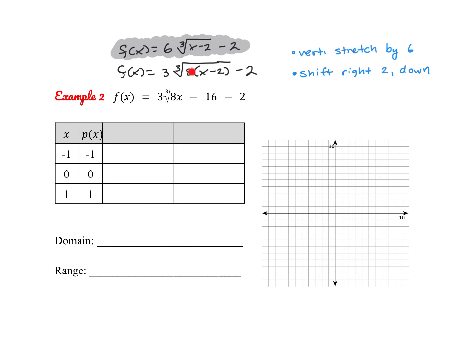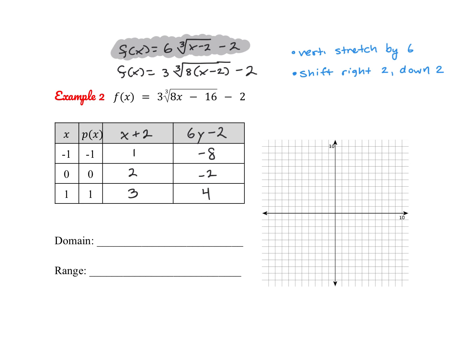So you can see how important it is that we factor out that 8 at the beginning, or else you might look at this and say that this is going to the right 16, but again, it's only going to the right 2. So if I want to move my coordinates to the right 2, I'm going to add 2 to my x values, and then we're going to do 6y, and then it goes down 2, so we do minus 2. So this gives us 1, 2, and 3, and then this will give us negative 8, negative 2, and 4. So let's plot our points and see what our graph looks like.